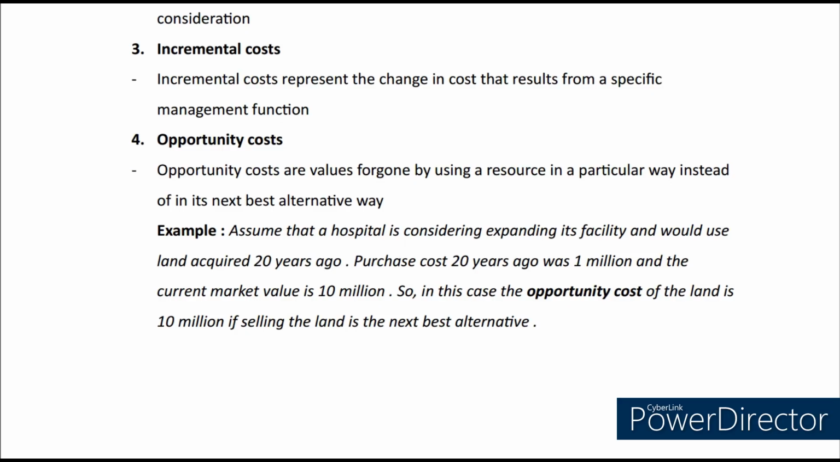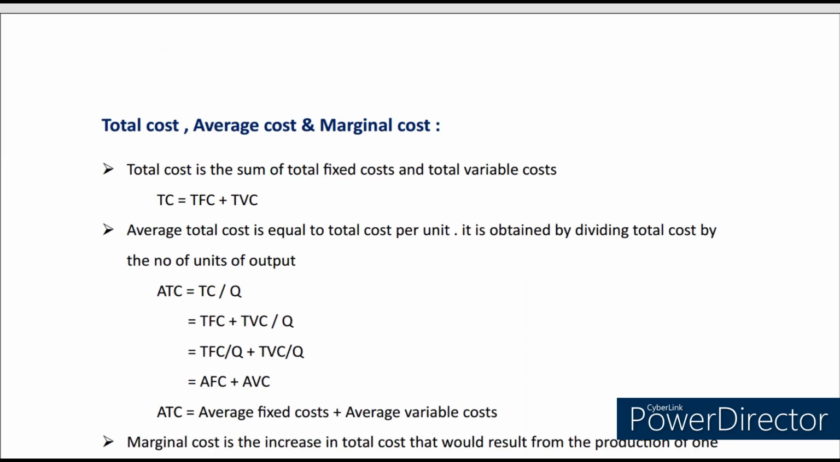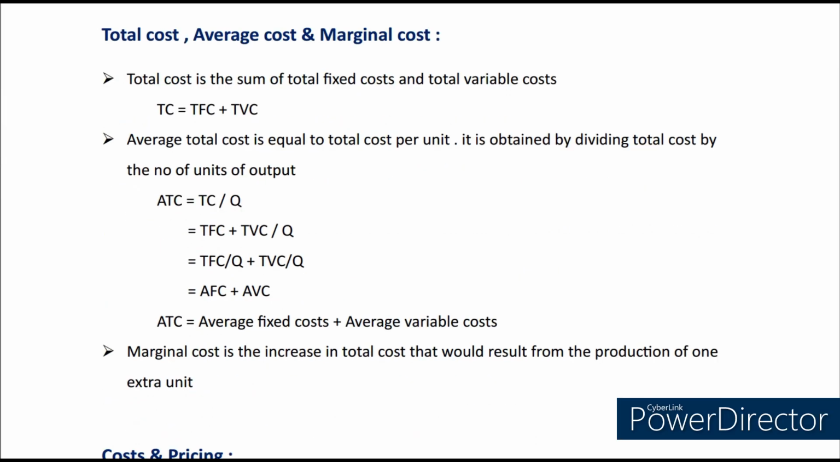Okay. Now coming to the next topic, that is total cost, average cost and marginal cost. To start with, total cost is the sum of total fixed cost plus total variable cost. So mathematically, TC, that is total cost, is equal to total fixed cost, that is TFC, plus TVC, that is total variable cost. Average total cost is equal to the total cost per unit.